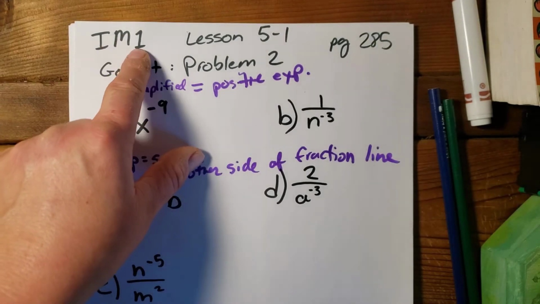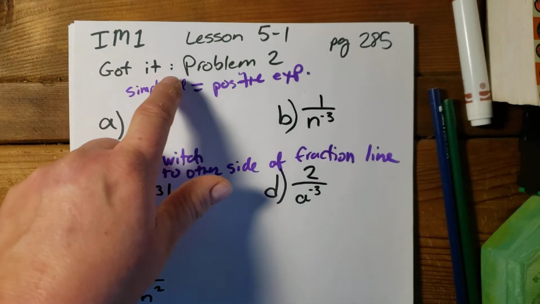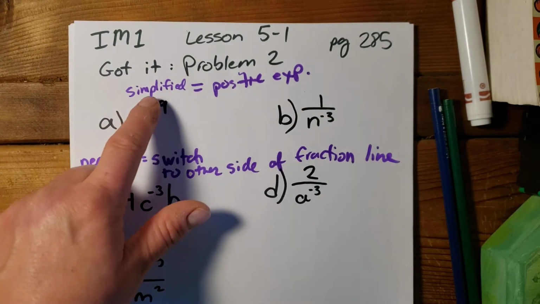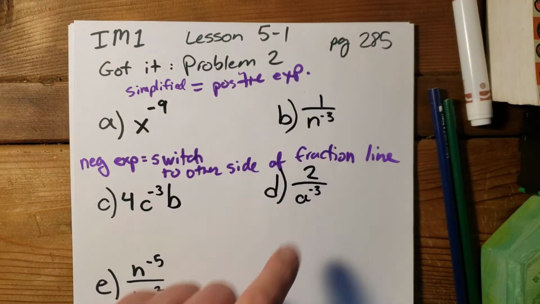Okay, this is IM1. This is lesson 5-1. This is on page 285. We're doing Got It problem 2. So it's asking us to make a simplified form, which basically means positive exponents.